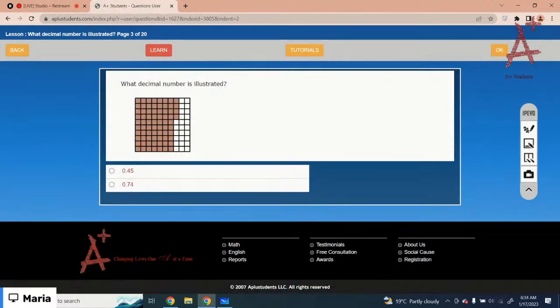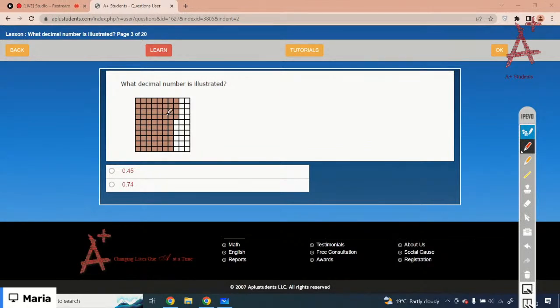Okay, what decimal number is illustrated, which is the correct option? Yes, that would be 0.74. Got it? 7 of them are colored. 7 of the complete lines are colored. Got it? 1, 2, 3, 4, 5, 6, 7, and then 4 boxes. So it would be 0.74. Got it?